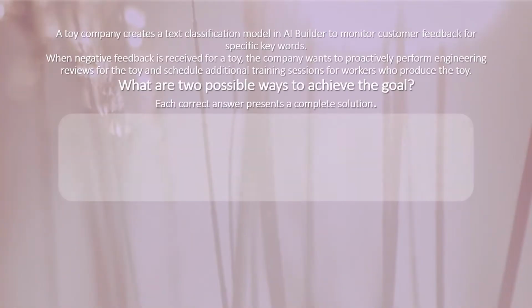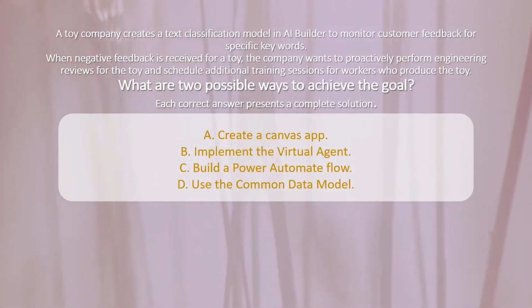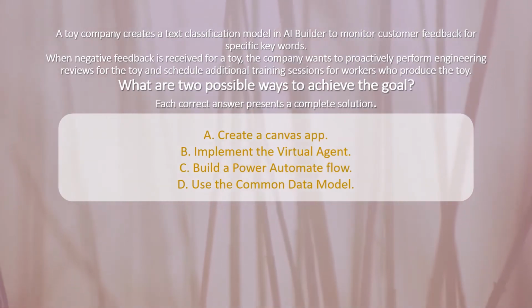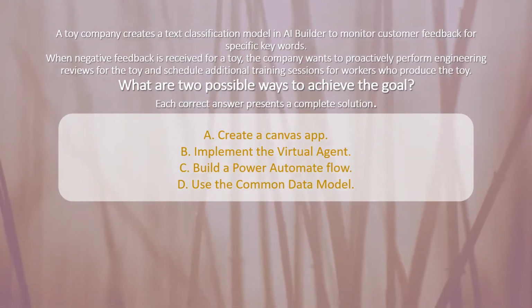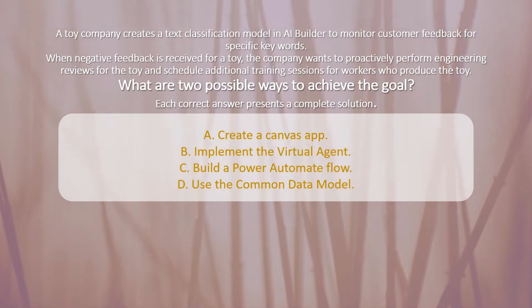A toy company creates a text classification model in AI Builder to monitor customer feedback for specific keywords. When negative feedback is received for a toy, the company wants to proactively perform engineering reviews for the toy and schedule additional training sessions for workers who produce the toy. What are two possible ways to achieve the goal? Each correct answer presents a complete solution.